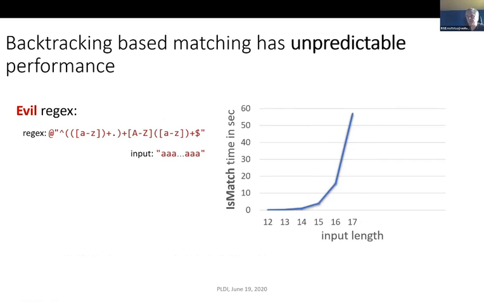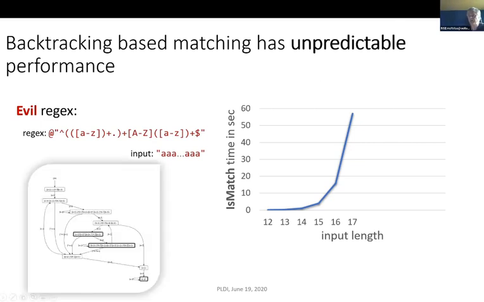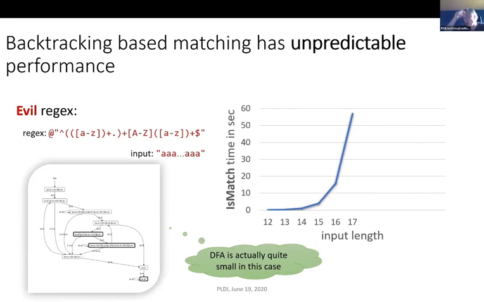Even this one, I think, if you take it and paste it in the .NET regular expression matcher and try to run it, you will get behavior similar to what I've shown here on the right. Whereas in fact, if you unwind it as an automaton, it's really quite small and compact. It doesn't have that many states. So there is really no need to do backtracking-based matching here.